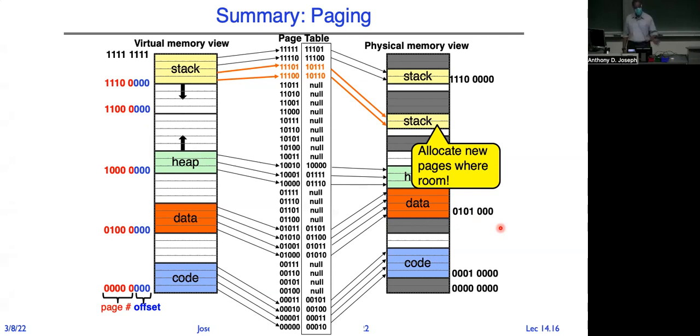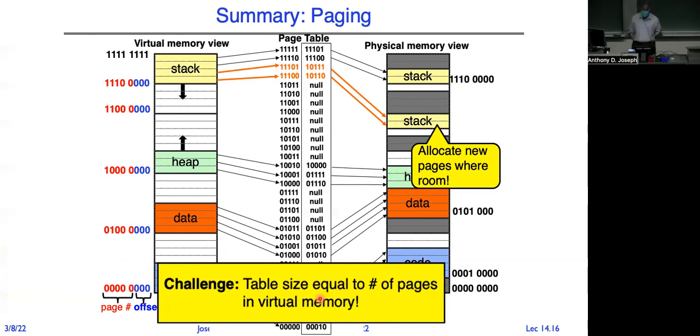Okay, but there's some challenges. Look at this table in the middle, which maps all of our virtual pages to physical pages. And what do you notice? It's got a lot of empty spots. And you also notice that the size of the table is proportional to the number of pages in our virtual address space. So we've got a table that's mostly empty that's really large.